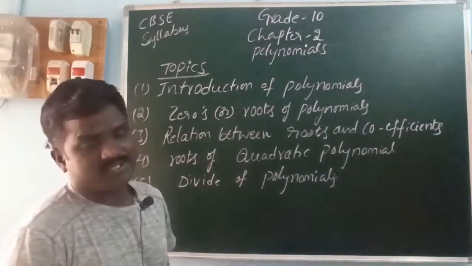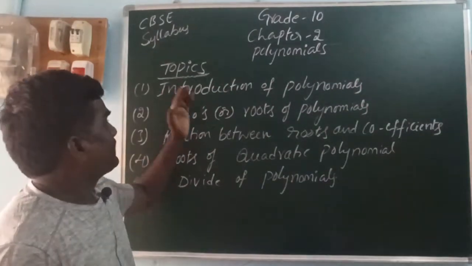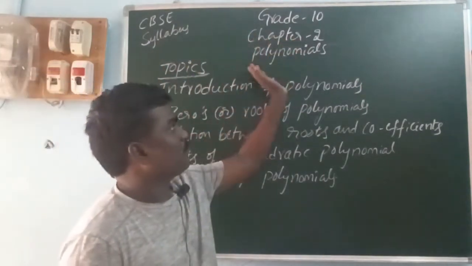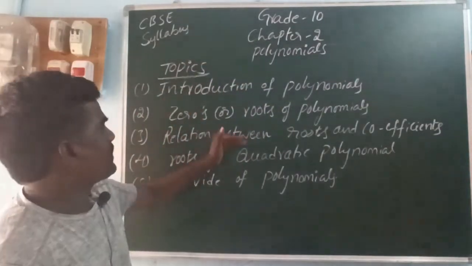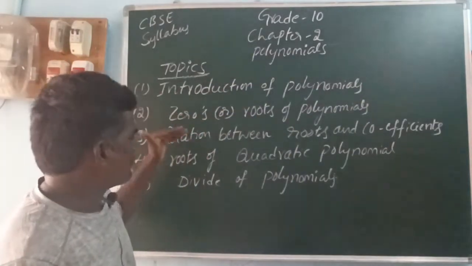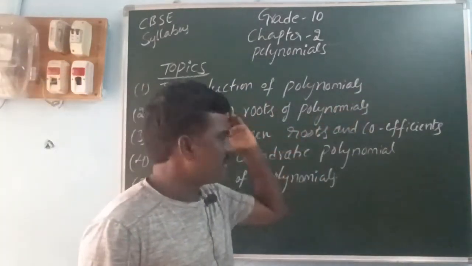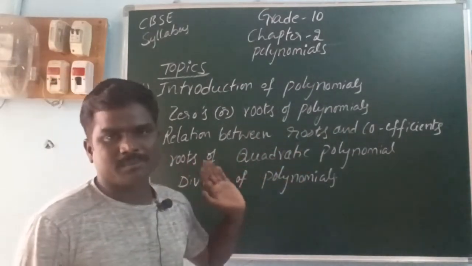Okay, grade 10, chapter 2, Polynomials. CBSE syllabus. In the CBSE syllabus, grade 10, chapter 2, Polynomials, second chapter. In this chapter, the topics are introduction to polynomials, zeros or roots of polynomials, relation between roots and coefficients, next roots of a quadratic polynomial, next division of polynomials.